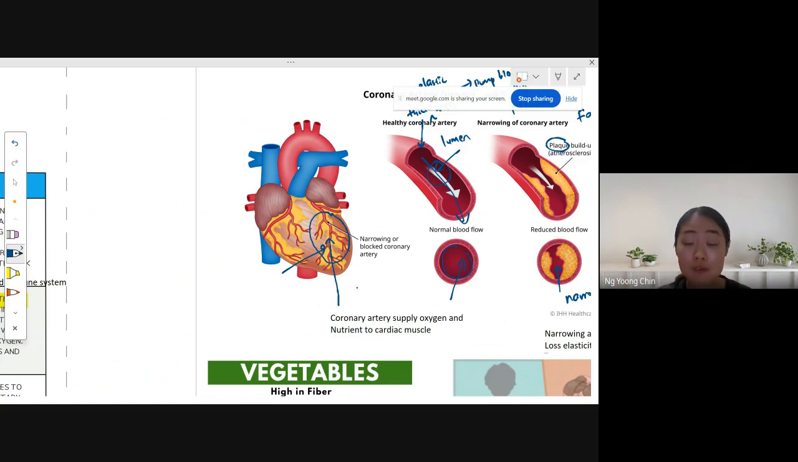So they will cause what? They will cause a heart attack. So this is how the heart attack, we call it 心脏病发作, happens. Heart attacks happen in this way, because the cardiac muscle does not get enough supply of nutrient and oxygen, so it will be dying.